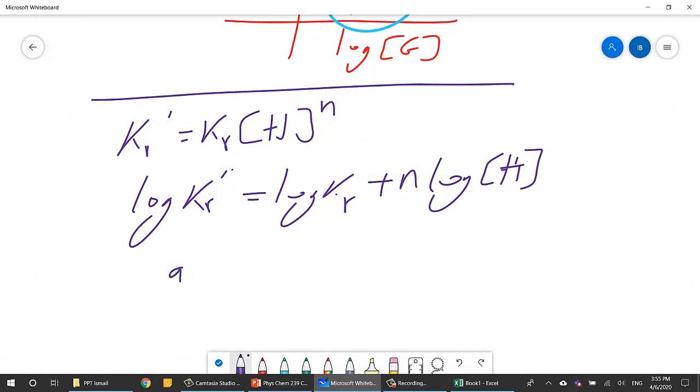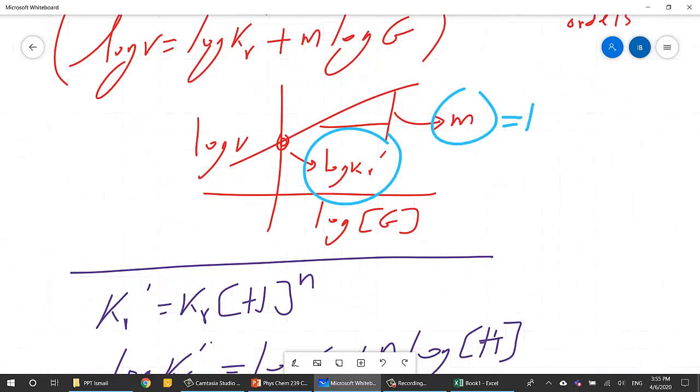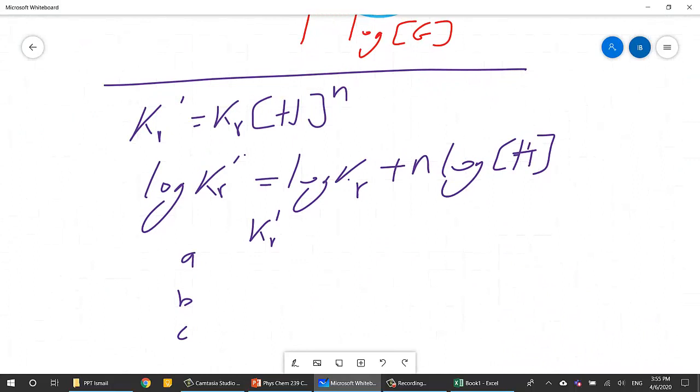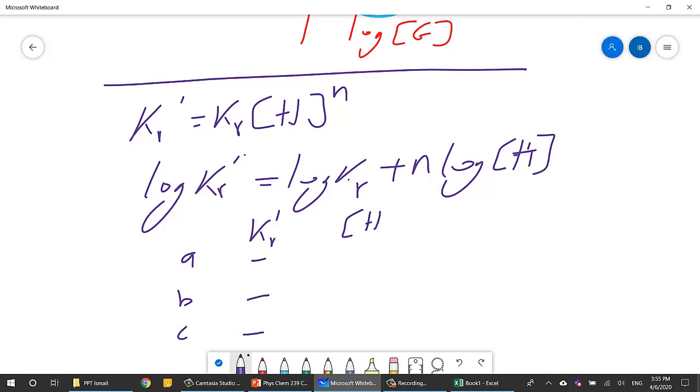So we have A, B, C. We can obtain the Kr values from the intercept, as I said, because the intercept will give you log Kr prime. You can take the antilog and you determine Kr prime for the first experiment, and for the second experiment, and for the third experiment. And you also have the concentration of H given to you in the question. So you can also in Excel make a new table for log Kr prime and log H. You plot this versus that, and you will obtain the n.